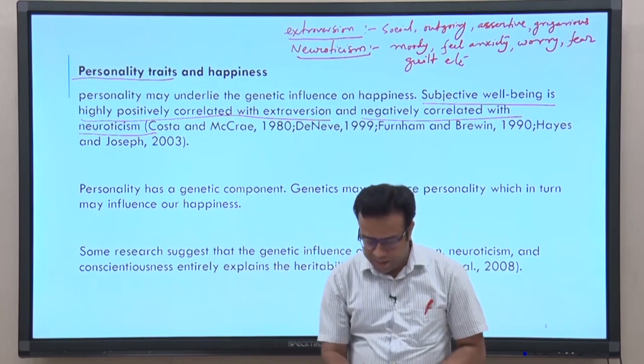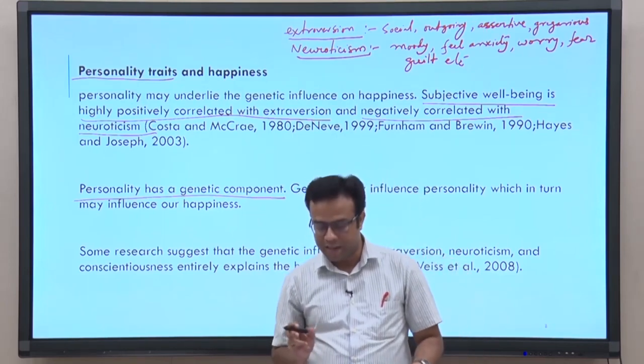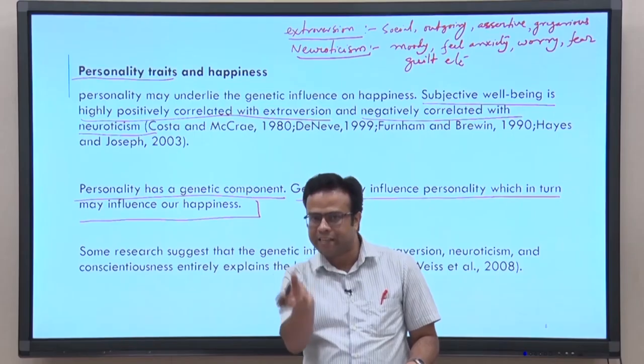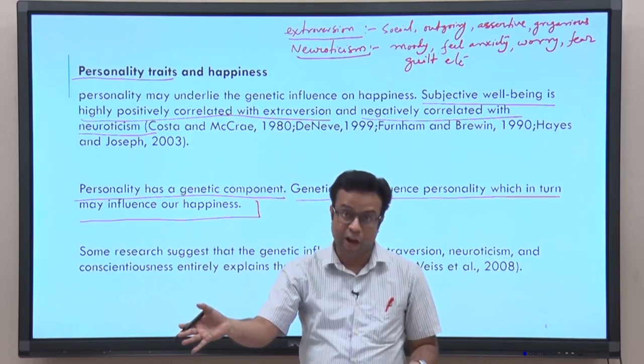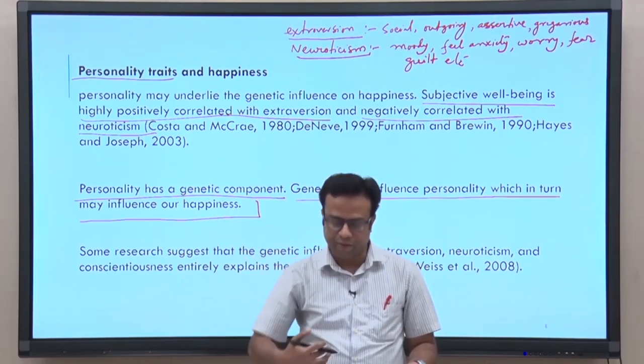And personality traits have a genetic component. So, our genetics also influence our personality traits. In that sense, genetics may influence personality, which in turn may influence our happiness. So, personality traits could be a kind of mediator between genes and our experiences of happiness. It can explain the genetic influence.